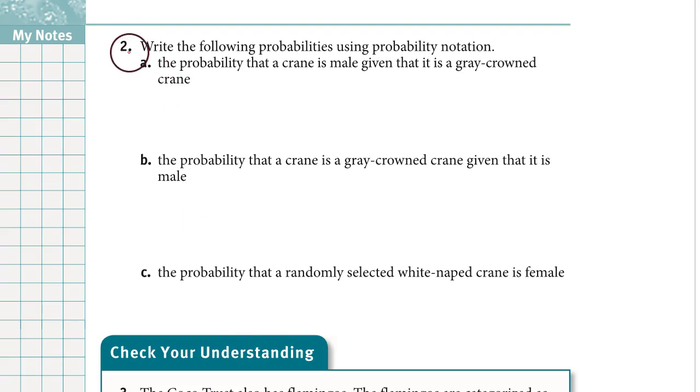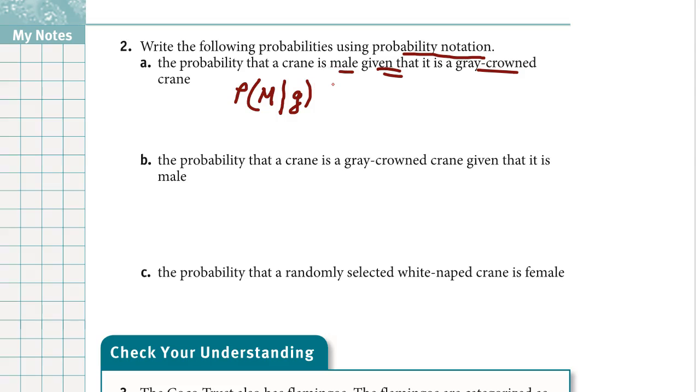Go ahead to number 2, and I'm going to pause the video for you to try these questions. What you're asked to do is write the probabilities using the probability notation. Remember, if you're doing a conditional probability, to use that vertical line in between your symbols. I'll help you with question A, and then I'm going to have you do question B and C on your own. The probability that a crane is male, given that it's gray-crowned. We might show it like this. Male, given that it's gray. I'm going to use the letter G to be gray.